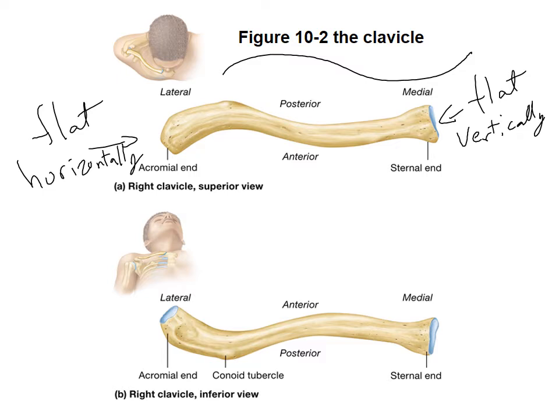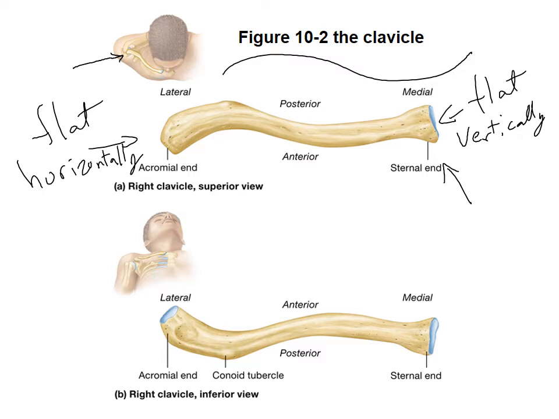And you'll be able to see that in a side view here in a second. So how do you figure out which end is which? Well, the flat vertical end is going to hit your sternum, so the manubrium of your sternum will be on the sternal end, and the acromial end touches right up there, touches the acromion of the scapula.